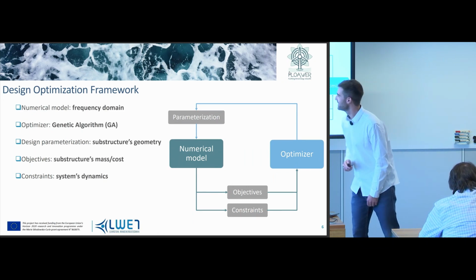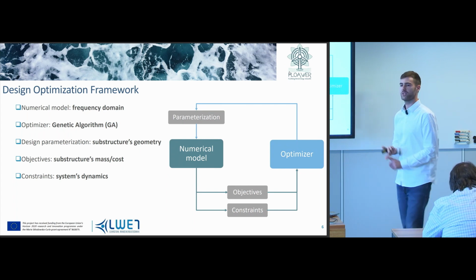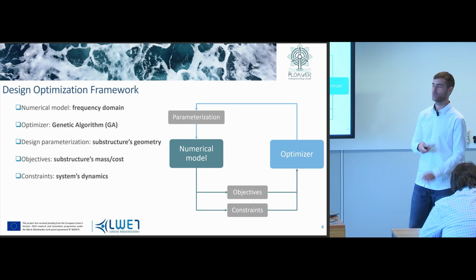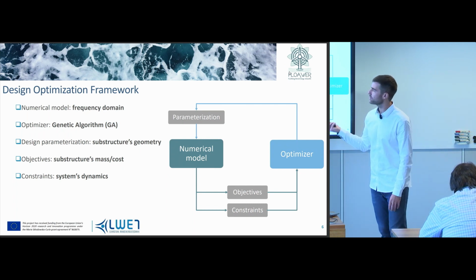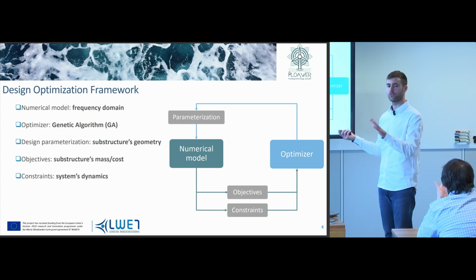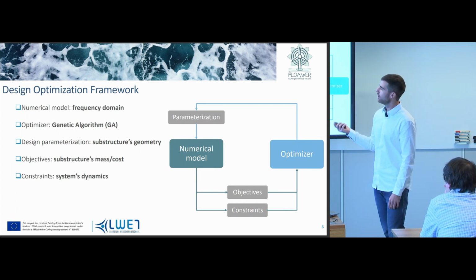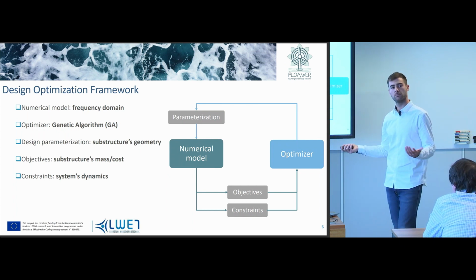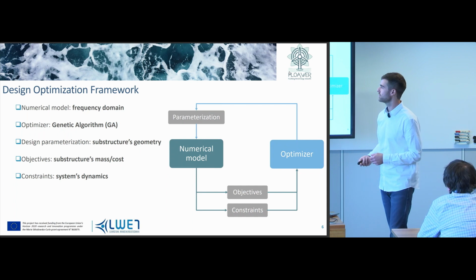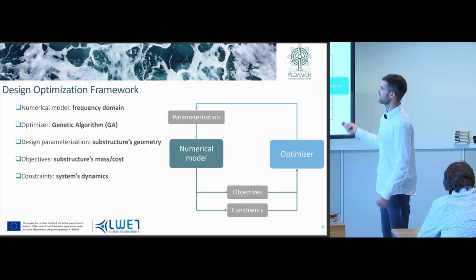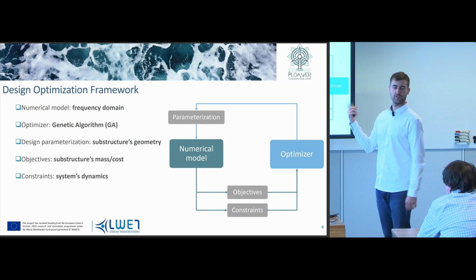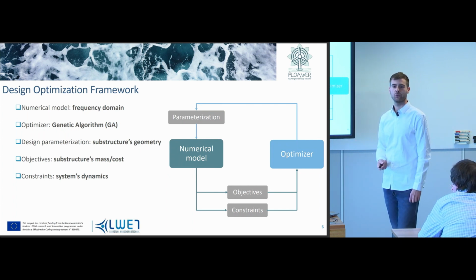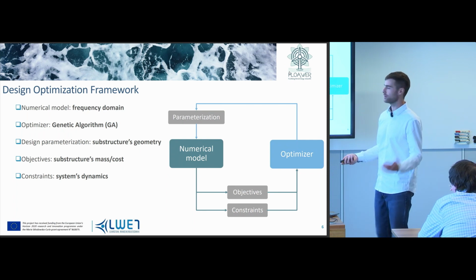Oh, there's a little flip. So for a design optimization framework to be nice, it needs to be efficient, but also accurate. And we decided to use a frequency domain numerical model to cope with efficiency and accuracy. We've decided to use a genetic algorithm for the optimizer because it's a well-used type of optimization in floating wind turbines. The parametrization will be on the substructure geometry and the buoyancy body geometry. The objective is to lower the mass of the substructure and therefore the cost, the material cost.